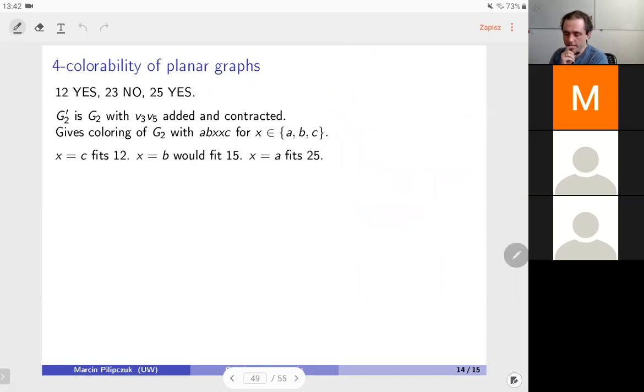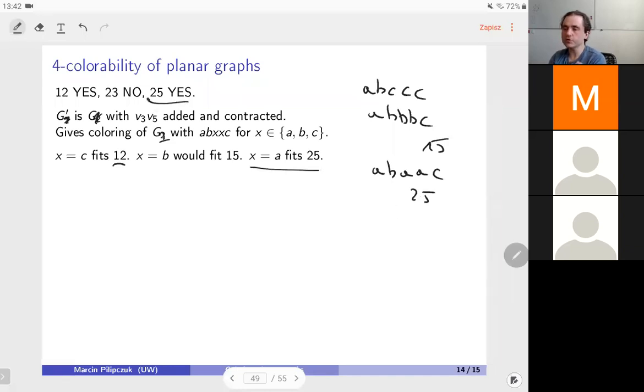The point is that if you get a coloring A, B, C, C, C, then this is a 1-2 coloring. It will fit 1-2 in G2. We are calling G1 here, sorry for swapping the guys in the proof. And also A, B, B, B, C is a 1-5 coloring, and with this 1-5 coloring we don't know anything yet. But our observation is that A, B, A, C is a 2-5 coloring, and we have got an analogous coloring of G2 here, and it would fit.